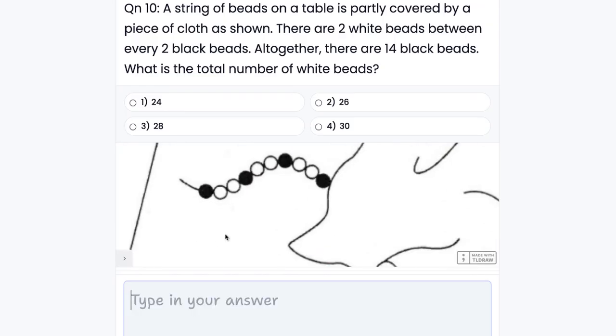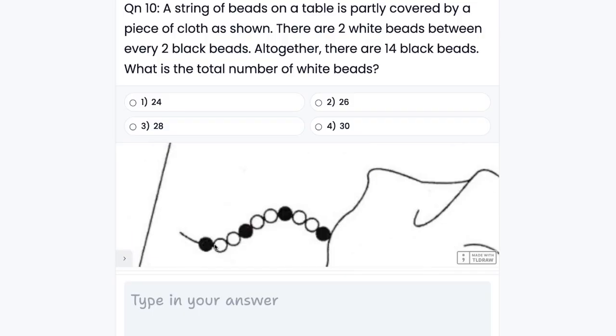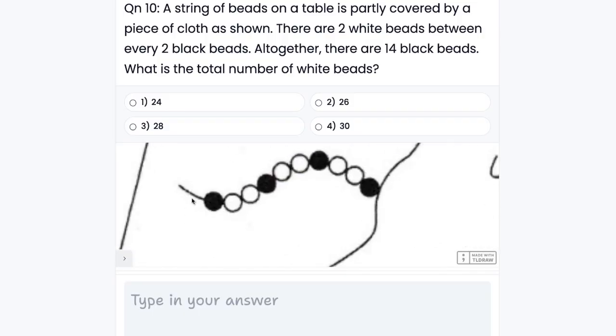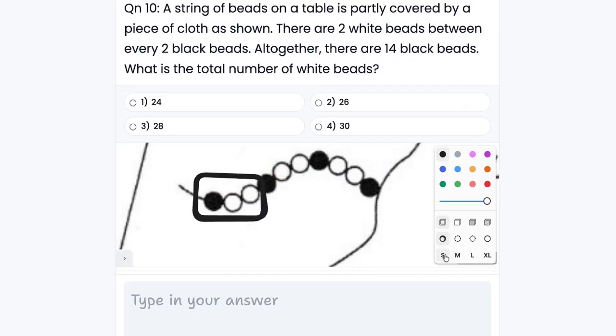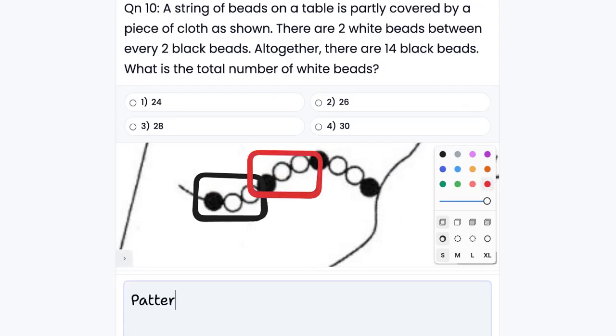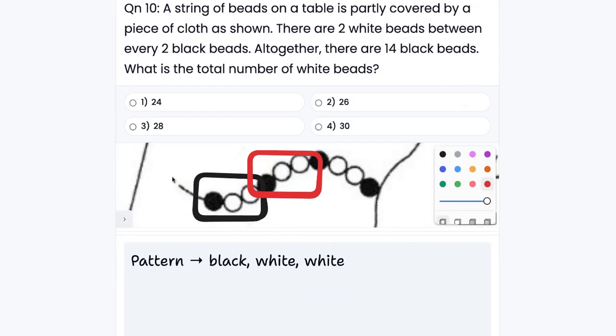If you look closely, you can see that there's a repeating pattern. You have one pattern and then you have another pattern, like this. Let me make it smaller. So the pattern is black, white, white. Pretty straightforward. This is a repeating pattern, so it goes black, white, white, and so forth.